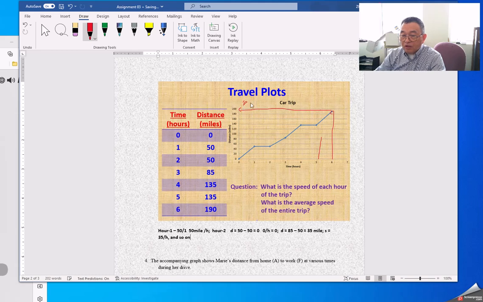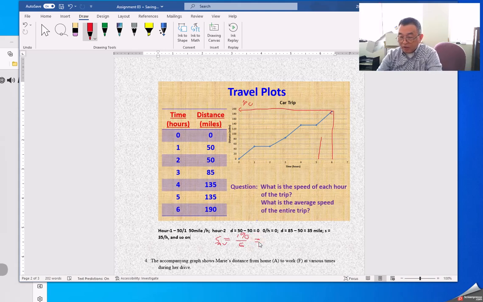Or you can look from the chart on the left, which contains the same information. So from 0 to 190, the total distance is 190. Average speed is total distance divided by total time. What is the overall time? It takes 1 hour, 2 hours, all the way to 6 hours. So 190 divided by 6, anyone tell me?